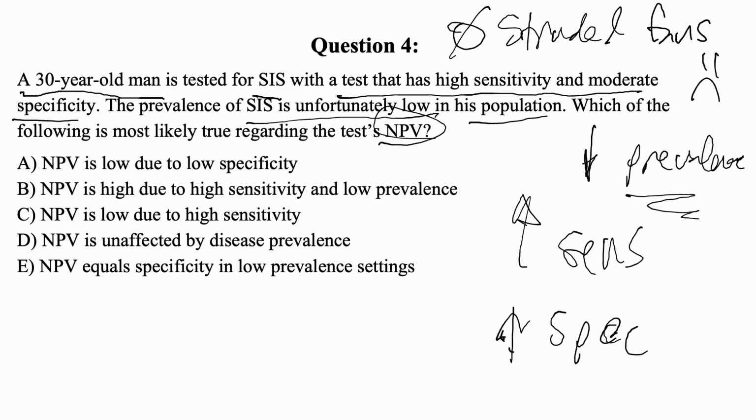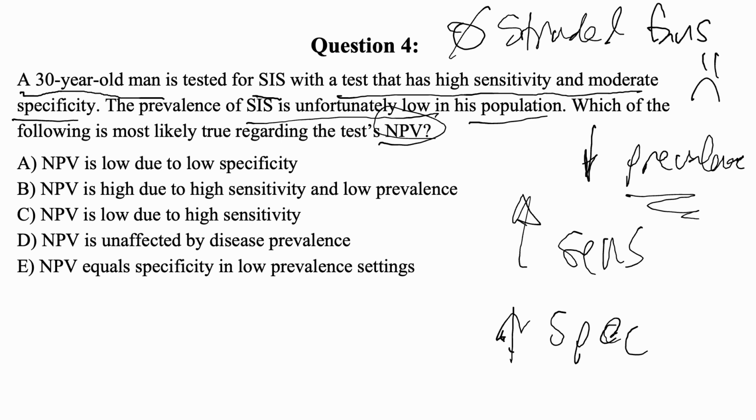And again, prevalence is really important to take into consideration when you're looking at negative predictive value and positive predictive value. So, A, negative predictive value is low due to low specificity. B, negative predictive value is high due to high sensitivity and low prevalence. C, negative predictive value is low due to high sensitivity. D, negative predictive value is unaffected by disease prevalence. Or E, negative predictive value equals specificity in low prevalence settings. So what are we thinking?